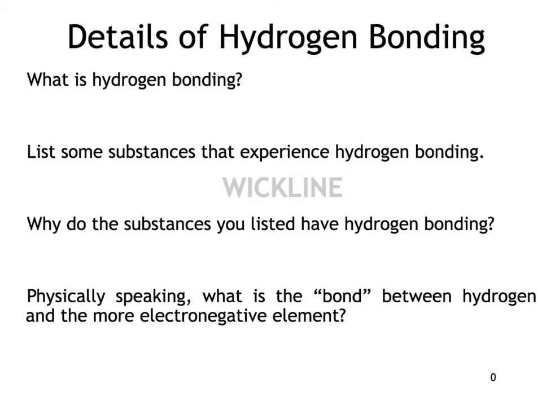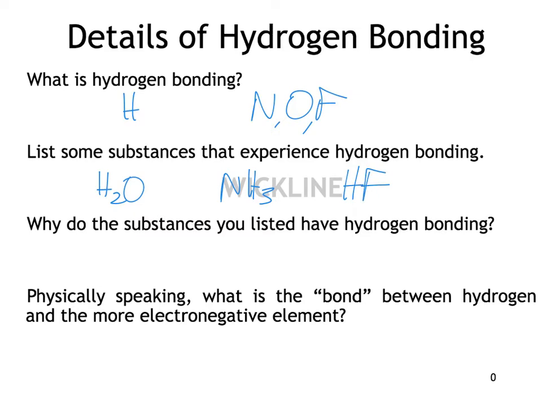Hydrogen bonding exists between the hydrogen of one molecule and the nitrogen, oxygen, or fluorine of a neighboring molecule, which means that some substances that would experience hydrogen bonding are really just water, ammonia, and hydrofluoric acid. The reason why they have hydrogen bonding is because the hydrogen end is going to be slightly positive, whereas the nitrogen, oxygen, or fluorine end will be, of course, slightly negative. And physically speaking, the bond between the hydrogen of one molecule and the nitrogen, oxygen, or fluorine of another is not really a bond at all. It's just an electrostatic attraction.